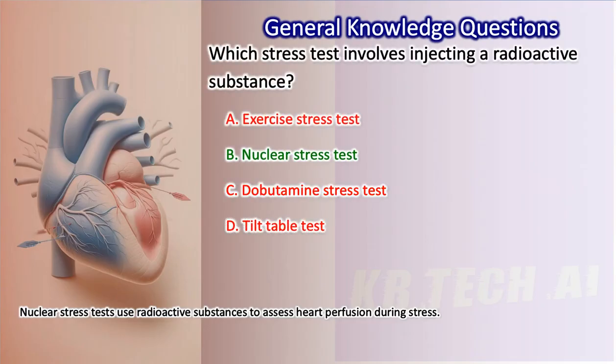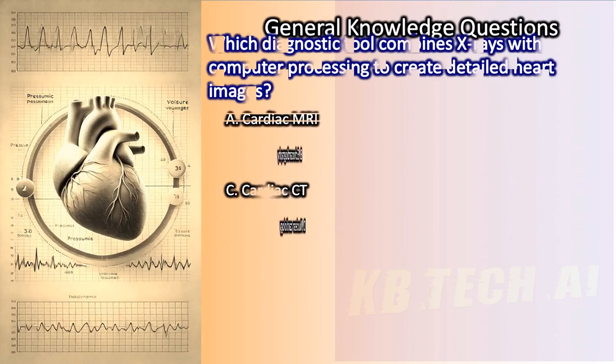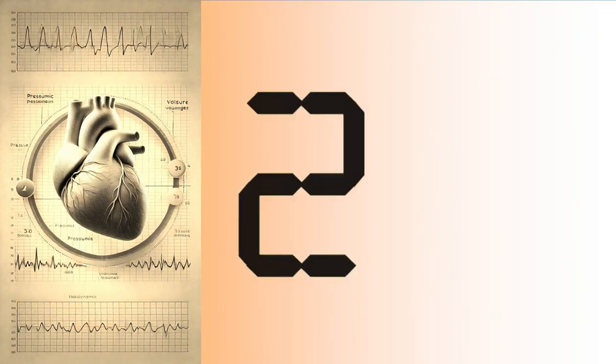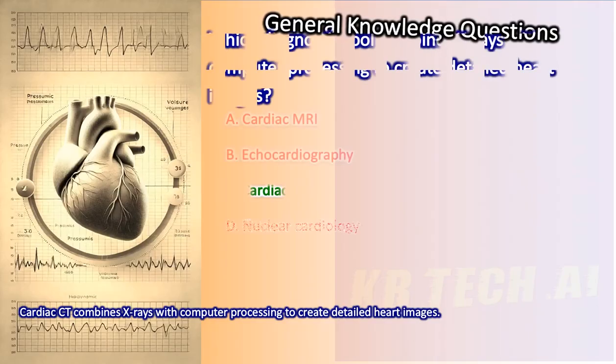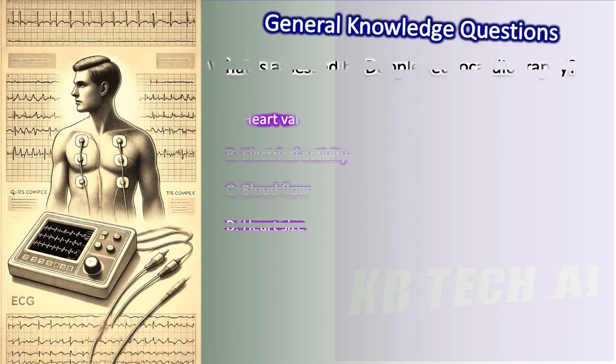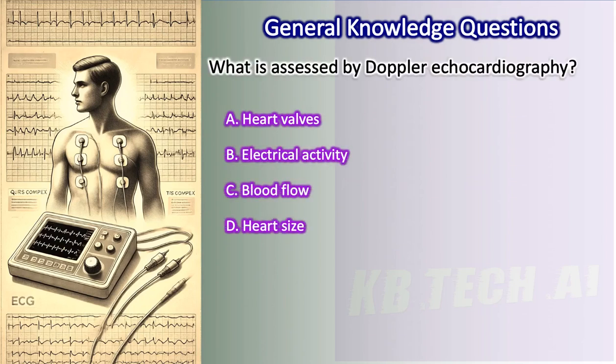Nuclear stress test. Which diagnostic tool combines X-rays with computer processing to create detailed heart images? Option 1. Cardiac MRI. Option 2. Echocardiography. Option 3. Cardiac CT. Option 4. Nuclear cardiology. The answer is option 3. Cardiac CT.